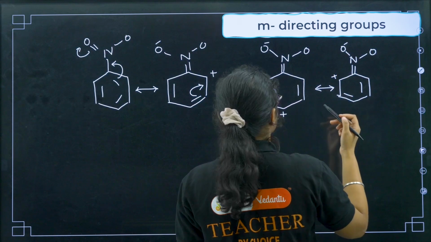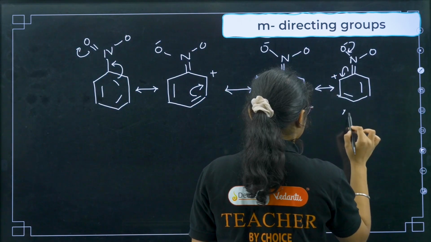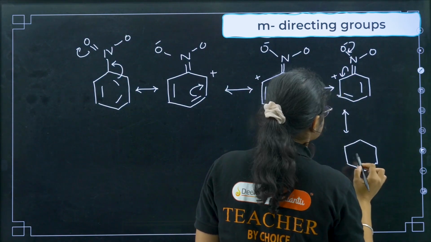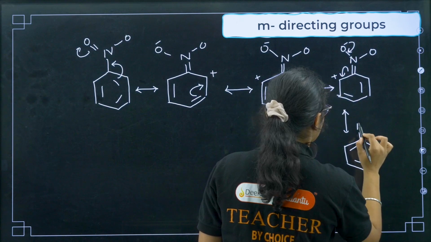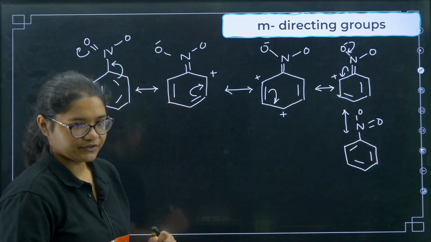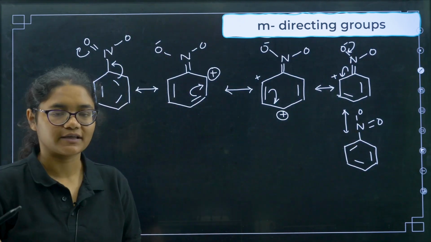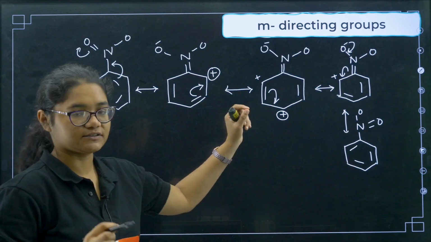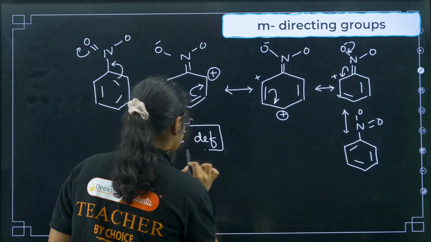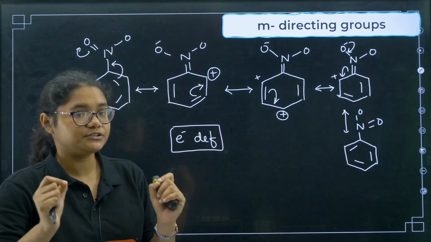After that, we can find this one can come here, and I'll get the structure like this, N O. Okay. So now what do you see here? At ortho and para position, positive charge is coming. That means these positions are electron deficient in nature. These are electron deficient positions.